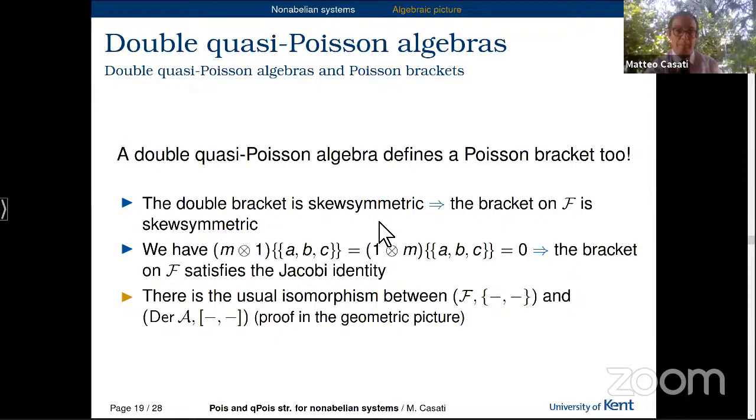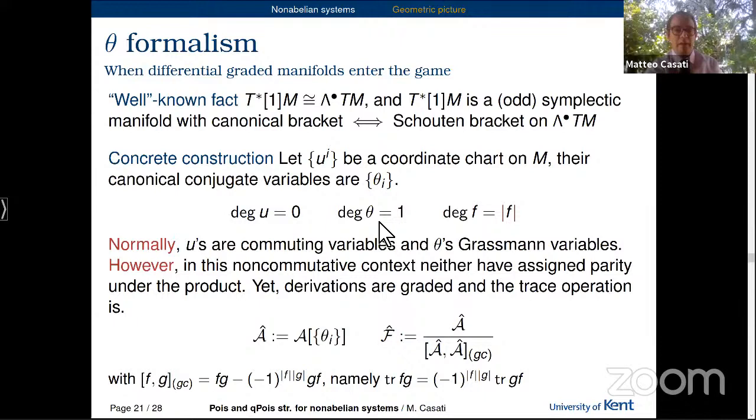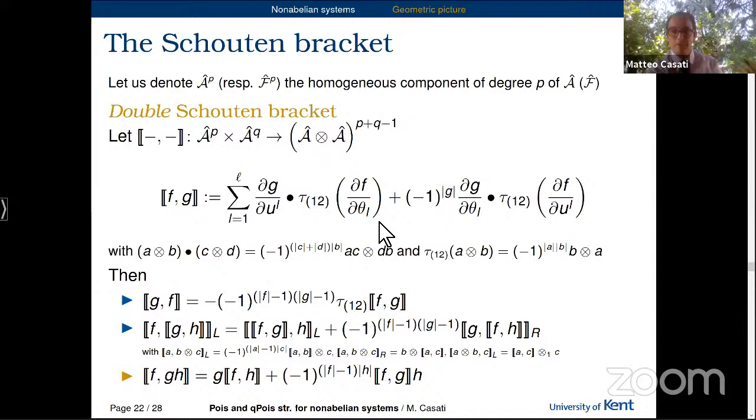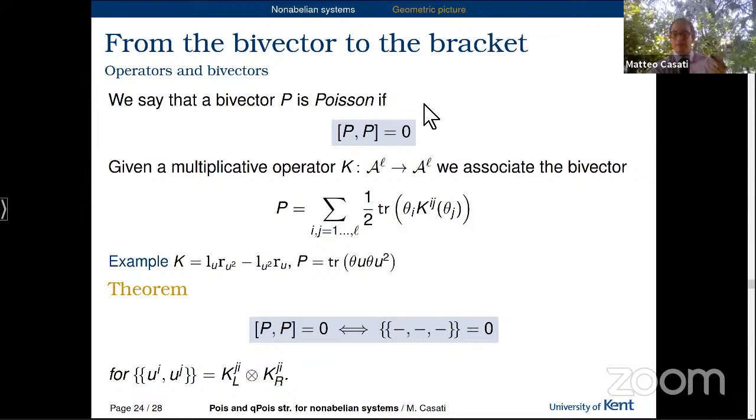And what I've tried to do is rephrase these double Poisson algebras and quasi-double Poisson algebras in a geometric way. I'm really sorry, I must move most of the discussion to the parallel session, where I'm introducing what we call theta formalism, a differential graded manifold formalism to deal with the Schouten bracket in an operational and easy way. On this space, there must be a double Schouten bracket and an actual Schouten bracket as we are used to. Once you have done all this preliminary work, the Hamiltonian operator that defines the double Poisson algebra is a Poisson bivector in this sense.